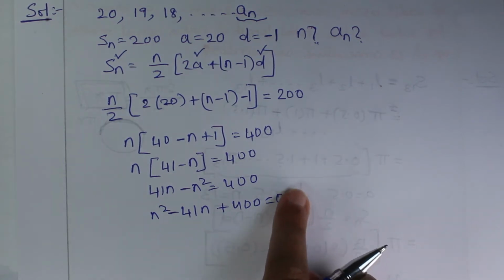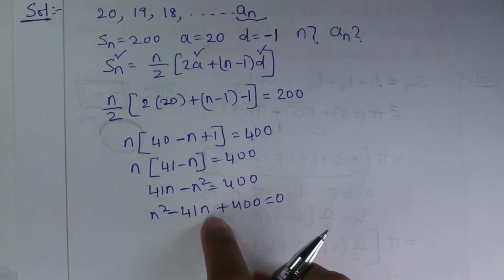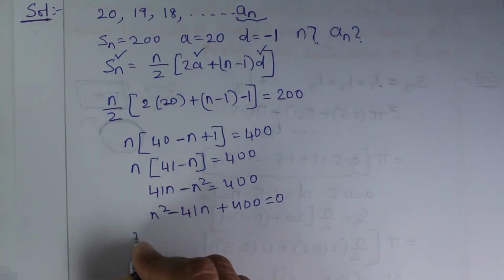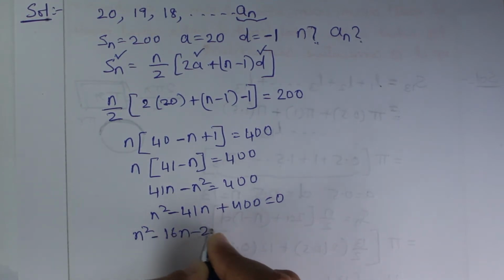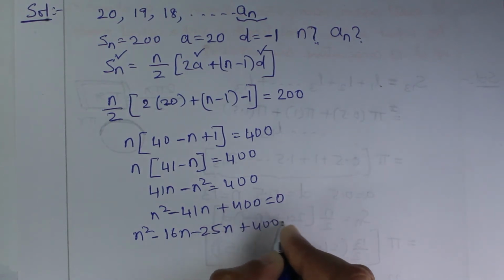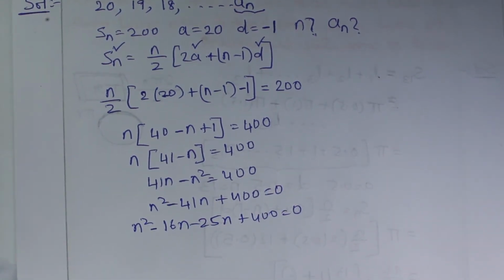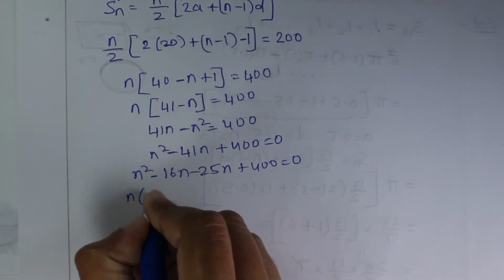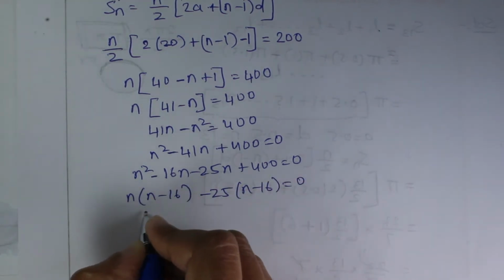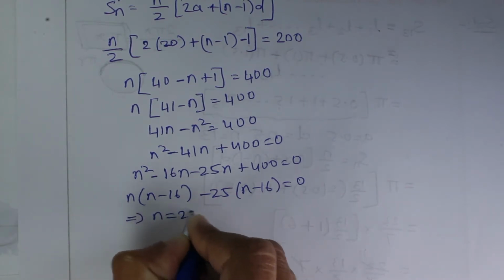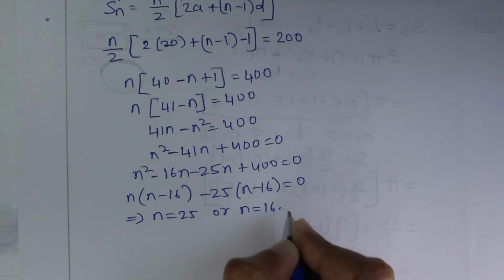I am going to factorize this equation by using the splitting the middle term method. n square minus 16n minus 25n plus 400 is equal to 0. So 41n can be written in the form of 16n plus 25n, 41 can be written in the form of 16 plus 25, right? So that's what I have done here. Now n into n minus 16 minus 25 into n minus 16 is equal to 0. So that implies n is equal to 25 or n is equal to 16.